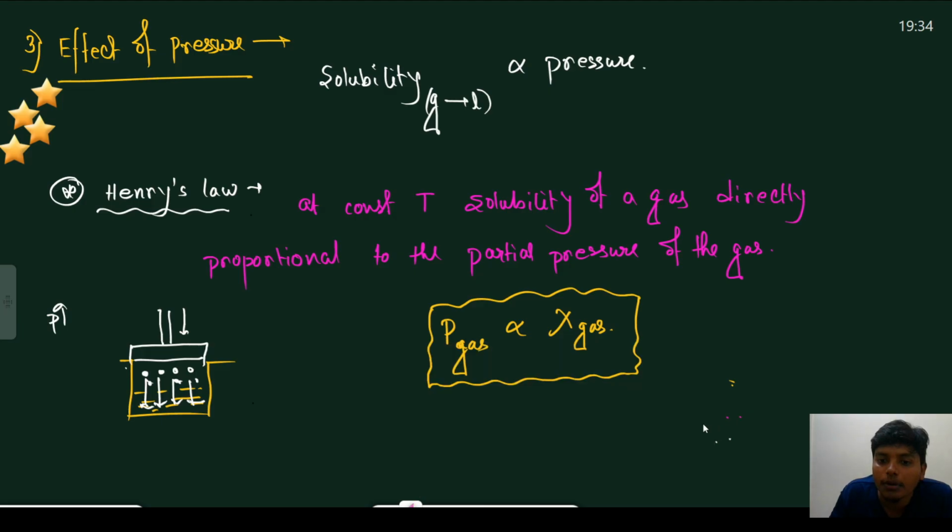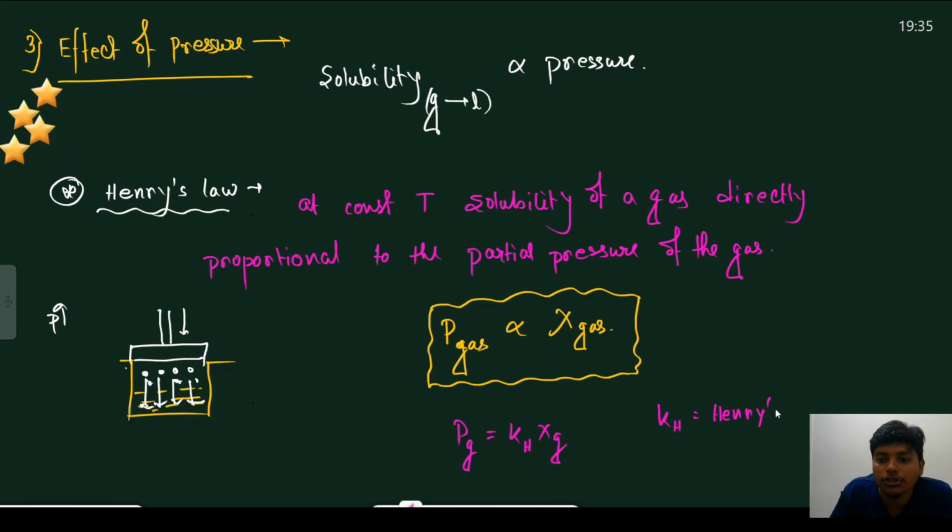Clear? Mole fraction, any doubt? No, sir. Okay. Now, to remove this proportionality sign, we have to use: partial pressure of the gas equals Kh into mole fraction of the gas. Now, sir, what is Kh? Kh is nothing but Henry's constant.